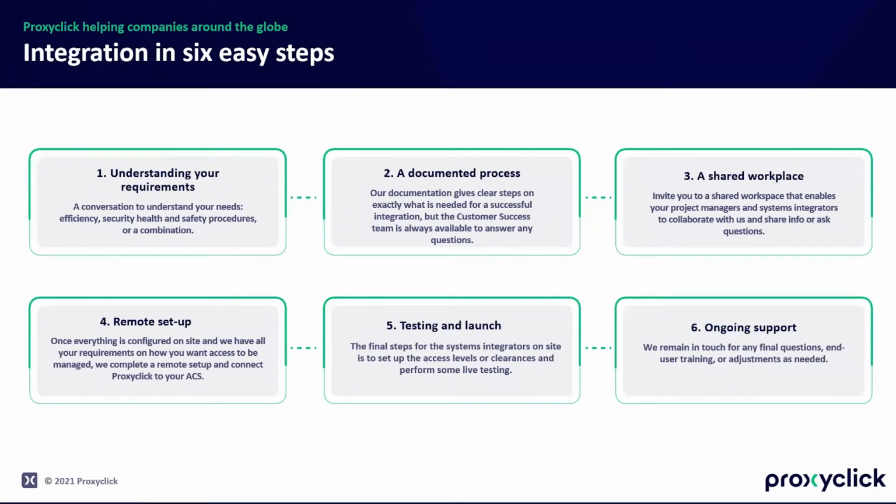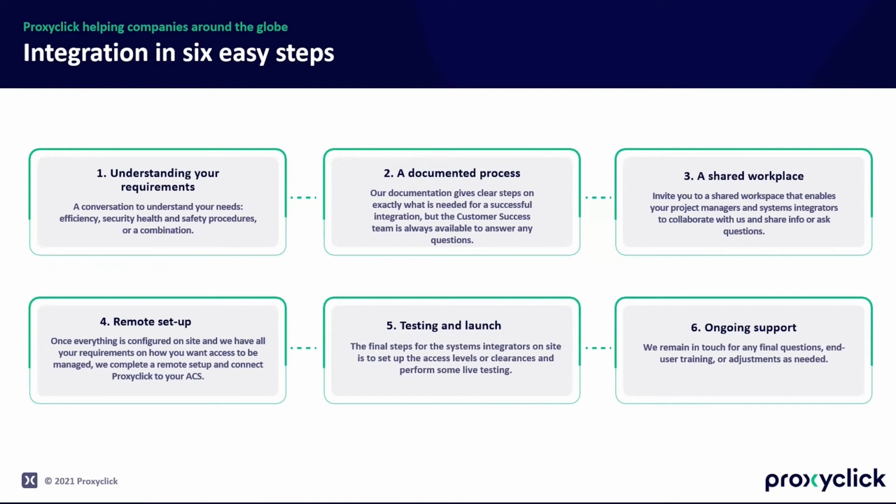Onto the deployment process. As you can see, it's just 6 easy steps. This starts with a conversation on your requirements and what you want to focus on: efficiency, security, COVID-19 procedures, or perhaps all three. We will ensure the setup is suitable for your environment and that we understand your needs. Proxyclick assigns a customer success manager who will ensure everything runs smoothly. They make sure your teams are trained and will also share our access control documentation.